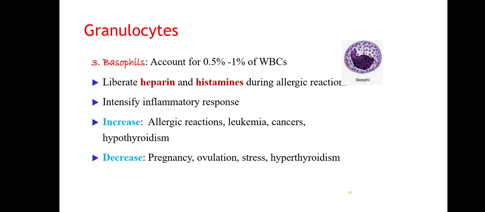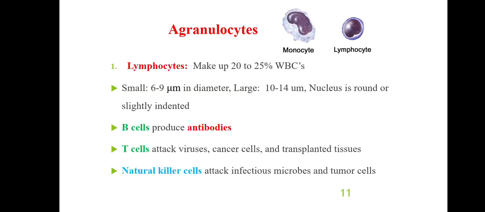Then how about basophil? Basophil accounts for 0.5 to 1% of the total white blood cells, and it liberates heparin and histamine during allergic reaction. Okay? Then it intensifies the inflammatory response. So now, when does basophil increase in the body? In case of allergic reactions, leukemia, cancers, hypothyroidism, these conditions make basophil increase in the body. Then they also decrease during pregnancy, ovulation, stress, and hyperthyroidism.